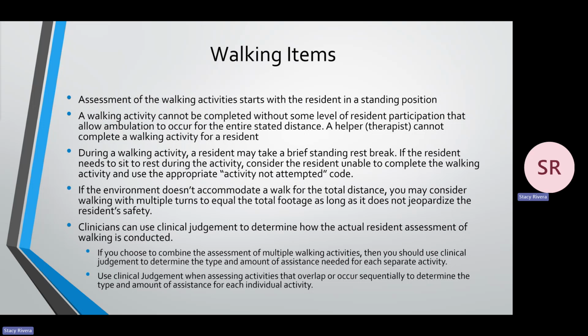Versus: let's walk 10 feet. Okay, sit down. Hang on. Let's walk 50 feet with 2 turns. Okay, great. Let's walk 150 feet. You don't have to do those separately. You can break it down every step of the way for the stated walking distance. The fancier way of saying that is if you choose to combine the assessment of multiple walking activities, then you should use clinical judgment to determine the type and amount of assistance needed for each separate activity. Use clinical judgment when assessing activities that overlap or occur sequentially to determine the type and amount of assistance for each individual activity.